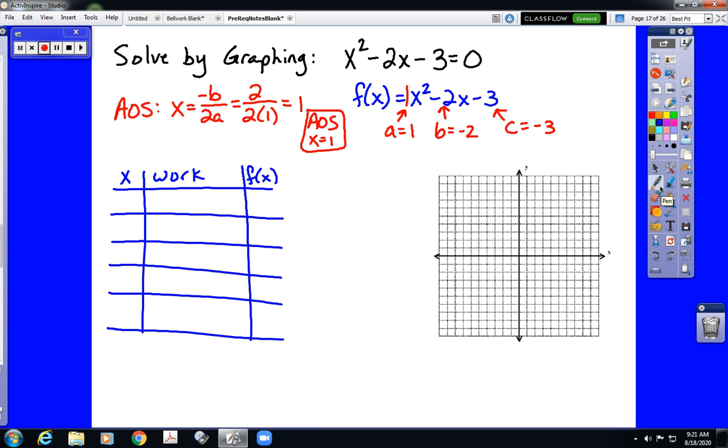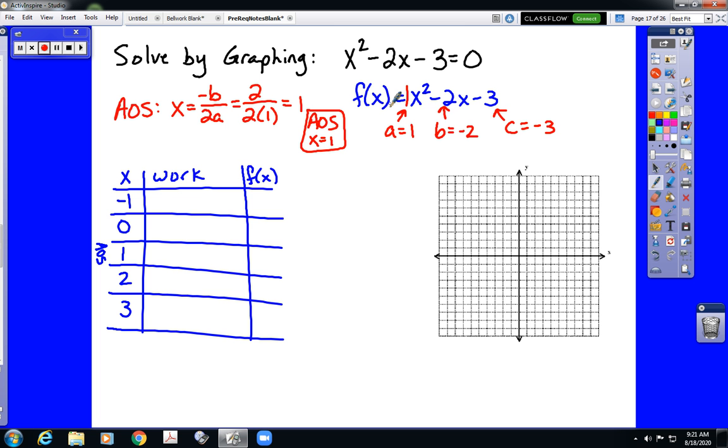Okay, the center of our table is going to be our axis of symmetry. So our axis of symmetry goes in the 3rd row. 1 is the x value that goes in the 3rd row. The values above would be just the next 2 numbers on the number line below 1, which would be 0 and negative 1. And the bottom 2 will be the 2 numbers above 1 on the number line. What this does is it creates symmetry in the table, and it saves us some work. So we then take these x values and we plug them into f of x up here.